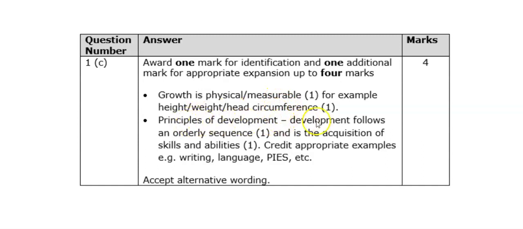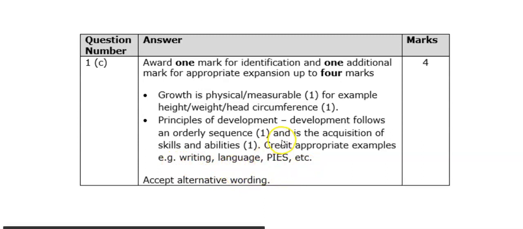Principles of development. So development follows an orderly sequence. You're going to get 1 mark for writing that. And it is the acquisition of skills and abilities. You get another mark for saying that, but also if you'd given an example of development, such as language development, you'd get a mark for that. You could link in physical development or specific things like writing. So there are lots of answers you could put there as examples of development.